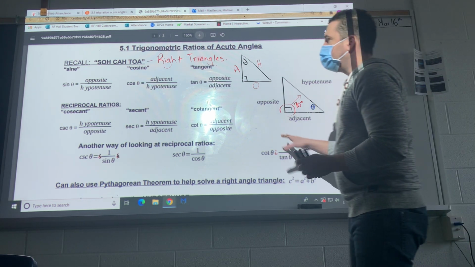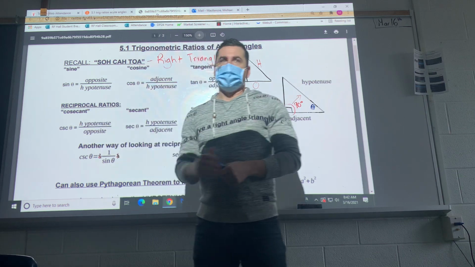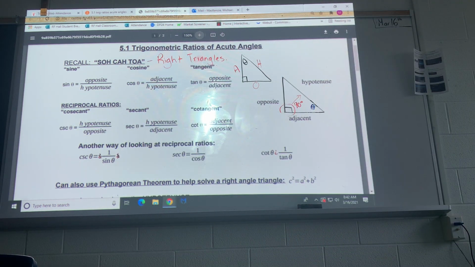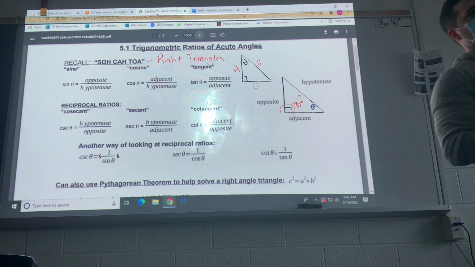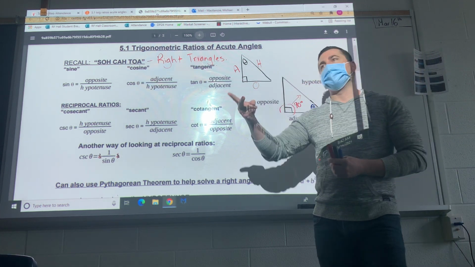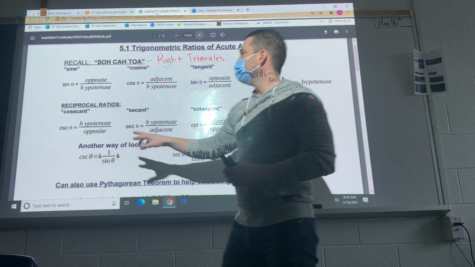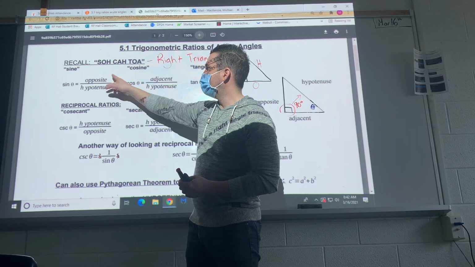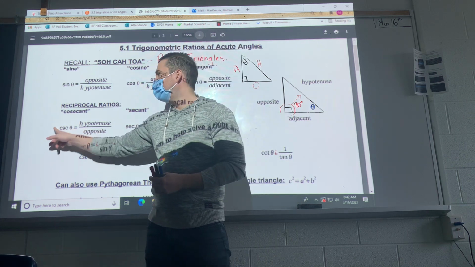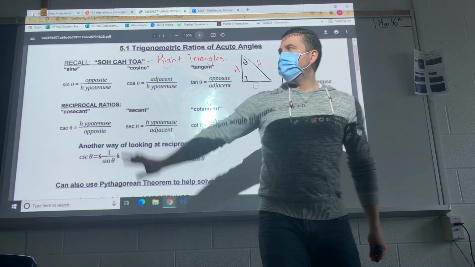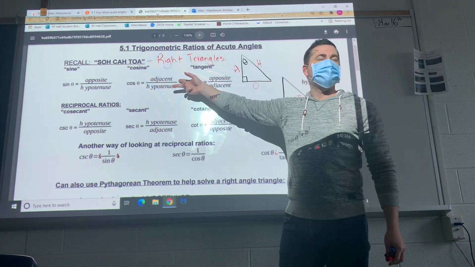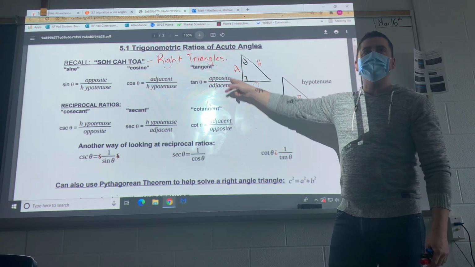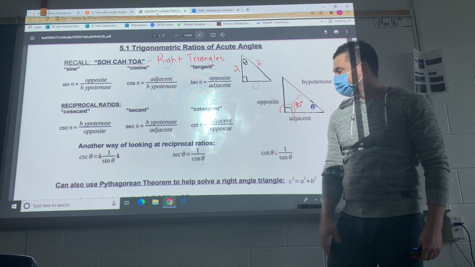Okay, so something new to you this year is called reciprocal ratios. The reciprocal ratios are cosecant, secant, and cotangent, and it's just the flip version of the first ones. If we flip the opposite over hypotenuse, we get cosecant. If we flip the hypotenuse and adjacent, we get secant. And if we flip these two, we get cotangent.